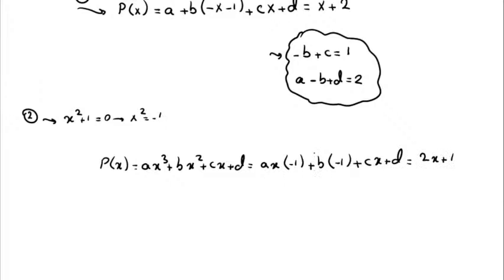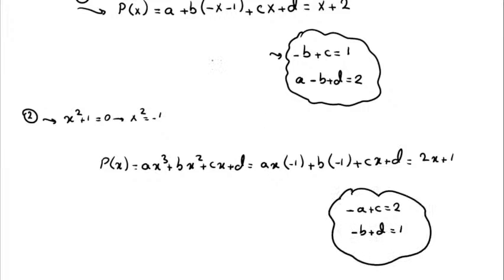So here, if you consider the coefficient of x on the left hand side, it will be negative a plus c equal to 2. And if you consider the coefficient of the constant term, negative b plus d equal to 1. Okay, now let's try to write all these equations. Negative b plus c equal to 1, a minus b plus d equal to 2.